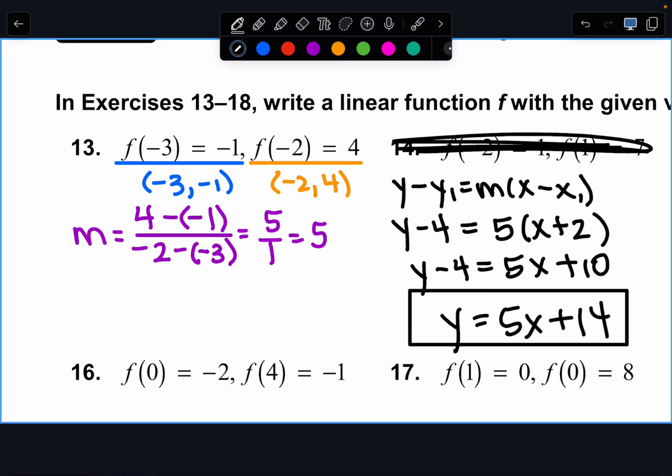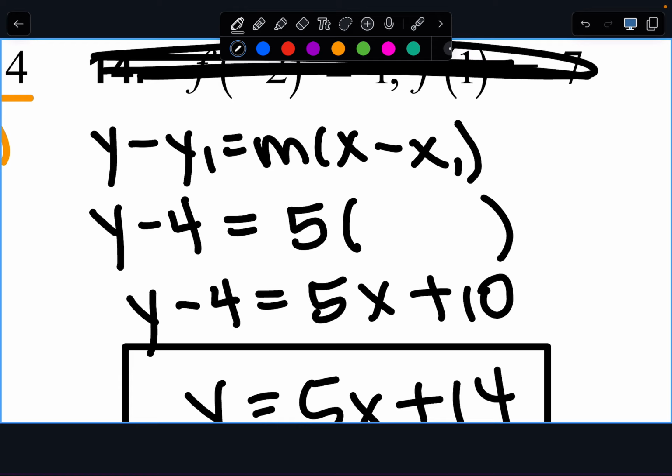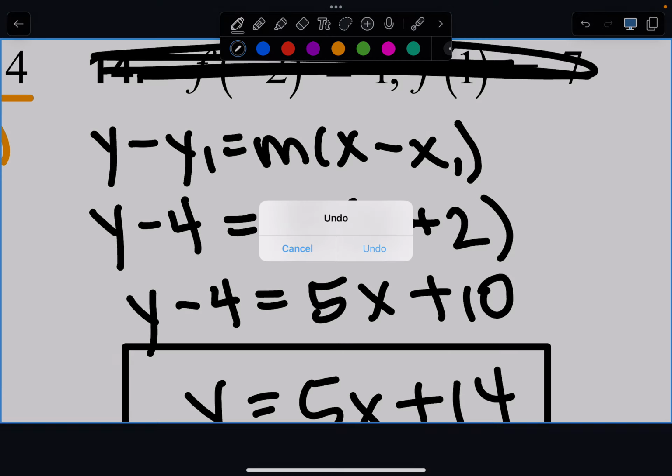Okay, quick observation. When I plug in -2 for x minus -2, I would suggest not leaving it like this. X minus -2 means x plus 2. Okay, that's ready.